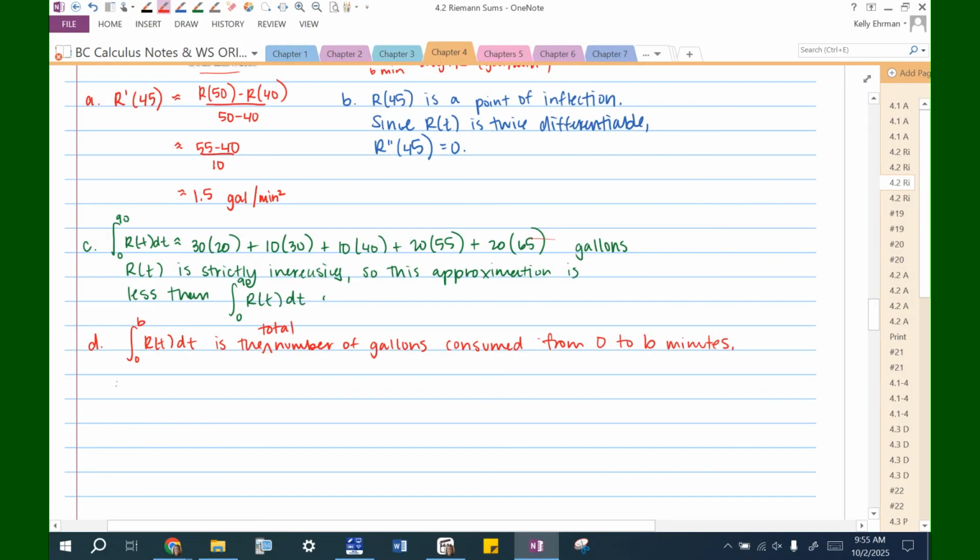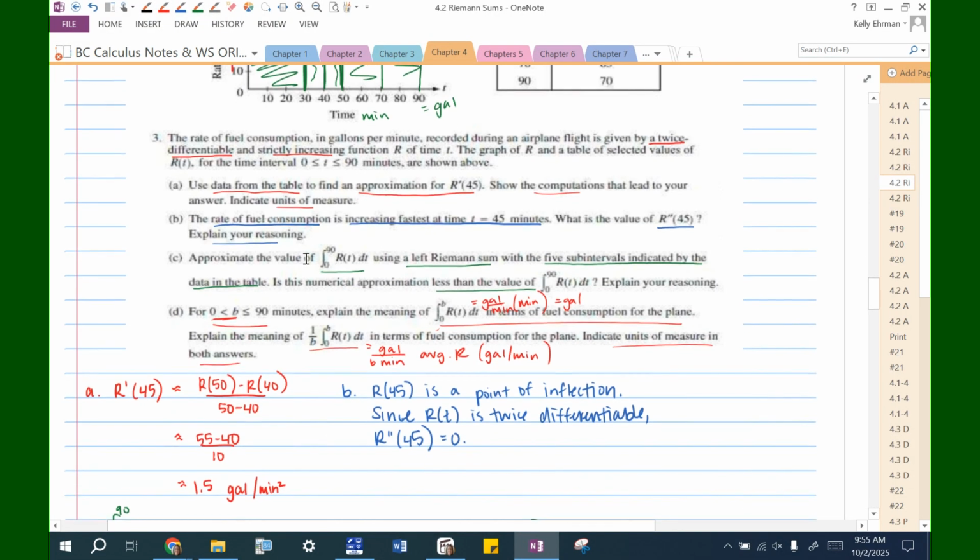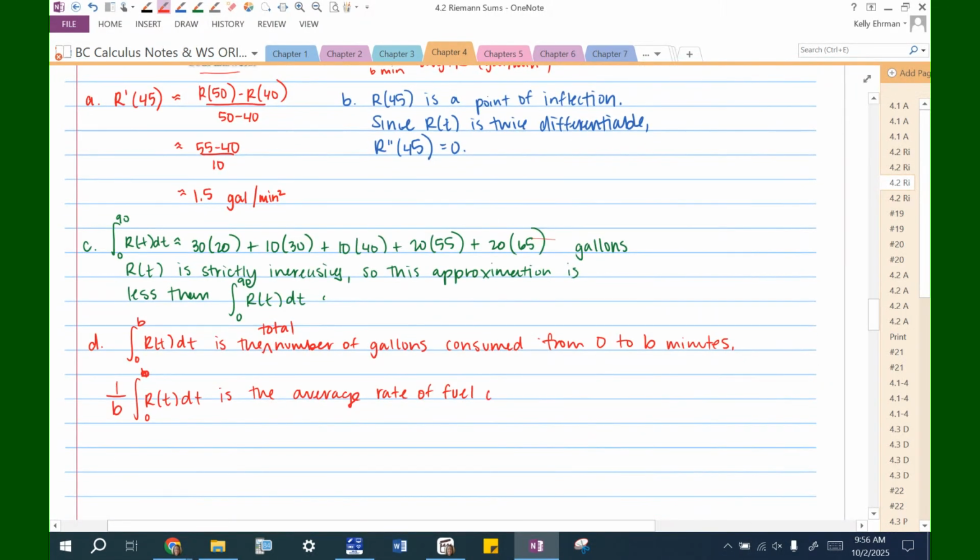And then the 1 over b times the integral from 0 to b of R of t dt is the average rate of fuel consumption, because remember the rate of fuel consumption is R of t. It's the average R. So it's the average rate of fuel consumption from 0 to b minutes.